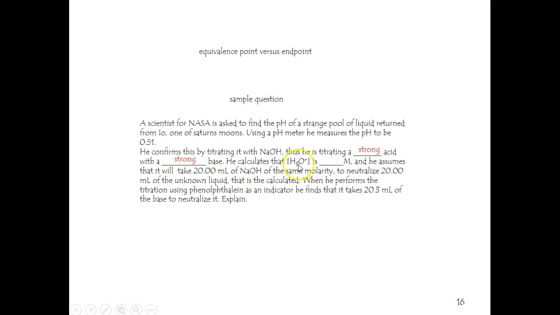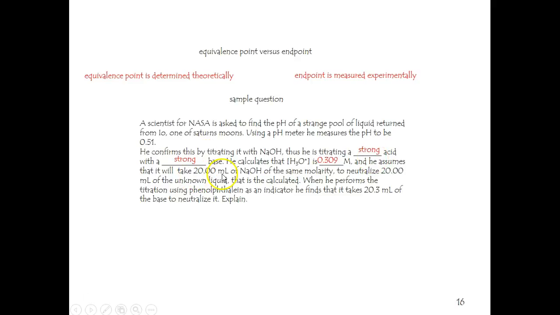And he'll calculate that the hydrogen ion concentration is 0.309 molar, which is getting to the heart of things. The equivalence point is when it's exactly going to be stoichiometrically equivalent, and that's determined theoretically. The endpoint is when you actually do a titration and measure it experimentally, and do not expect a perfect match. So it's 0.309 molar.